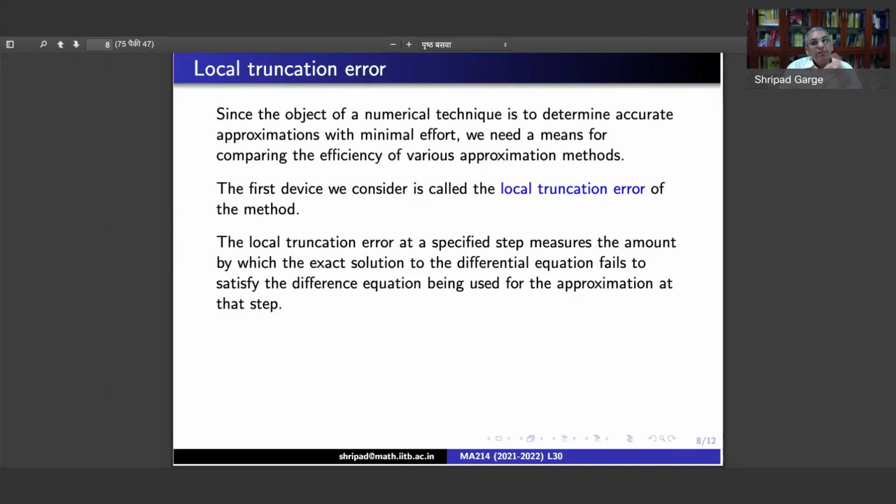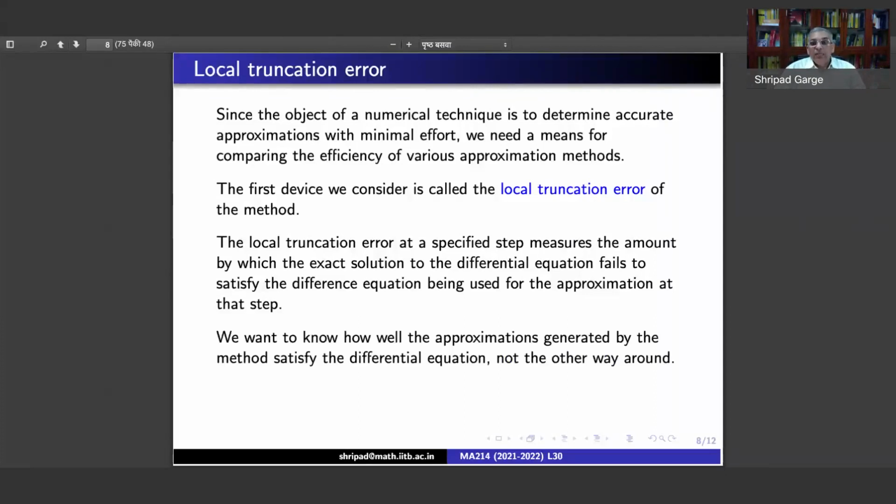So we have the solution which we denote by y_i. We don't know the exact value, but there is some solution y_i, the solution value at the point t_i. We will try to put this value in the difference equation and see whether it satisfies the difference equation or not. That's what we are going to do. So we would want to know how well the approximations generated by the method will satisfy the differential equation, and not the other way. Okay, so let's see what is going to happen.